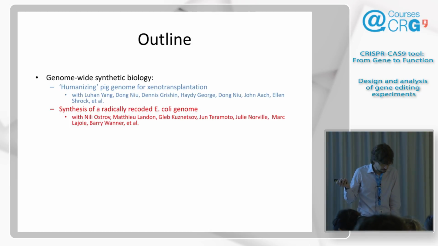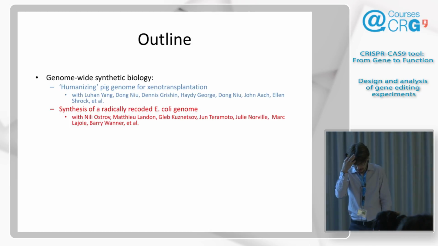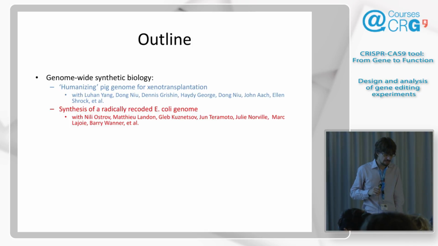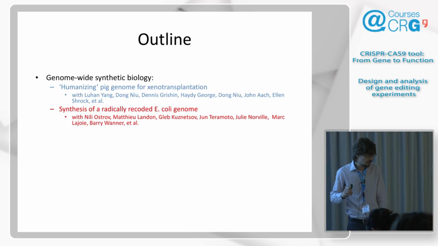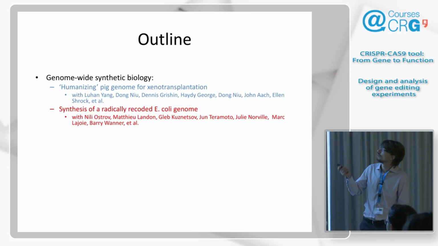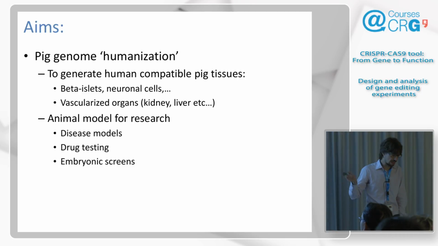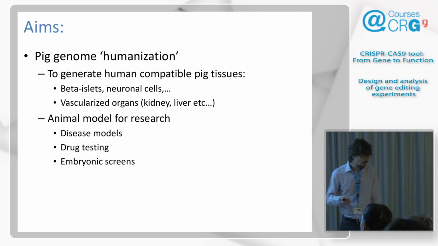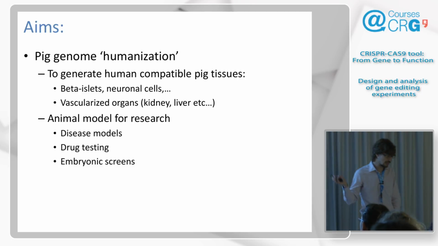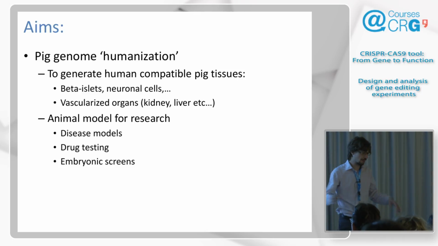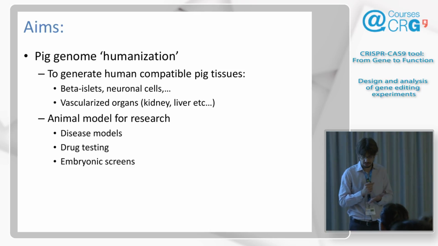So first, one of the projects that we are working on in the lab is humanizing the pig genome. I just put a couple of slides of background. There is a huge lack of tissues for transplantation. I'm sure you have heard there is a very long waiting list for organs, also a very long waiting list for cell therapies like beta islets, even hepatocytes.